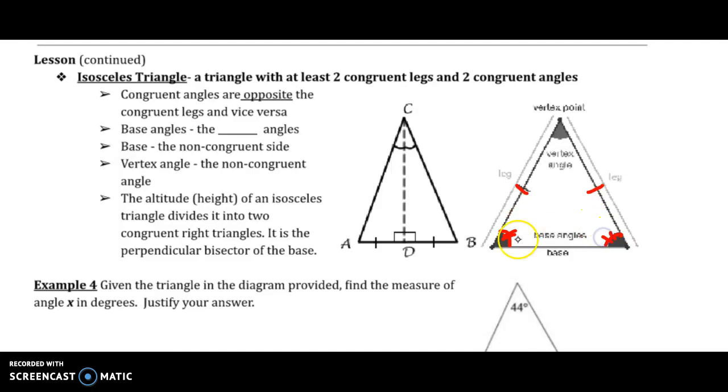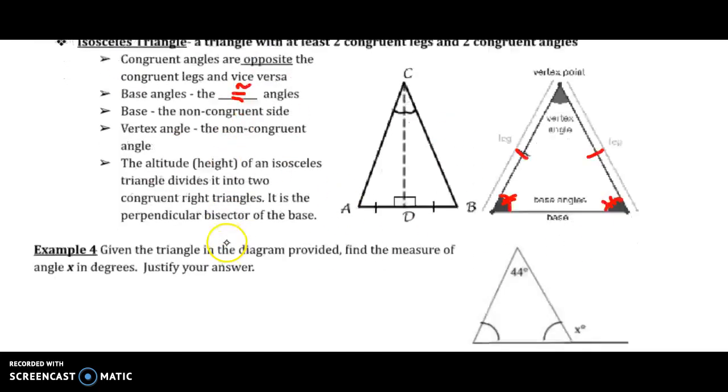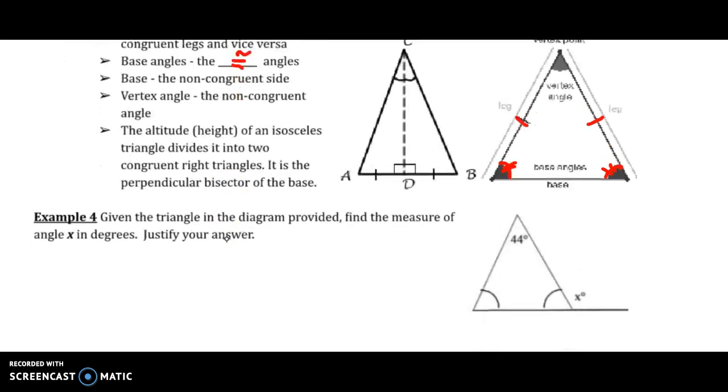So if we know these two angles are the same, then we know these two legs are the same measure. If these two legs have the same measure, we know these two angles are the same, and the triangle can be classified as isosceles. The congruent angles are called the base angles. The base is the non-congruent side of the isosceles triangle, unless it is an equilateral triangle. And again, we've gone over all this information above in the vocabulary video. So again, let's move on to applying this knowledge.